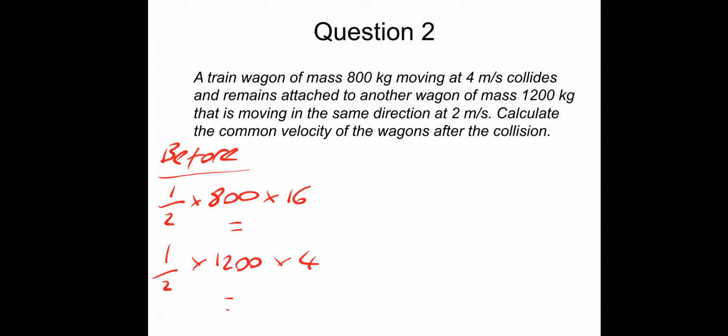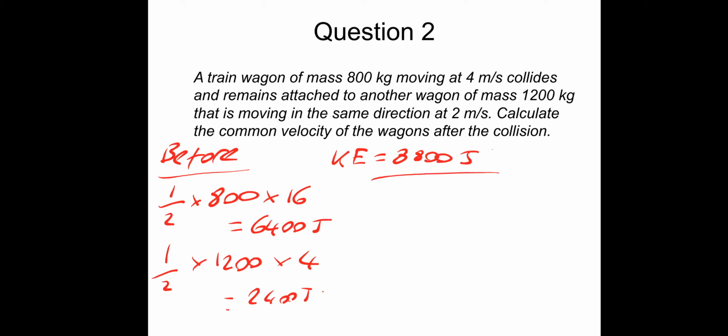And then we just need to calculate both of those and add them together to give the total kinetic energy before the collision. So we get 6,400 joules and 2,400 joules. And if we add them together, we get total kinetic energy before of 8,800 joules of energy. Then we just need to compare to afterwards.